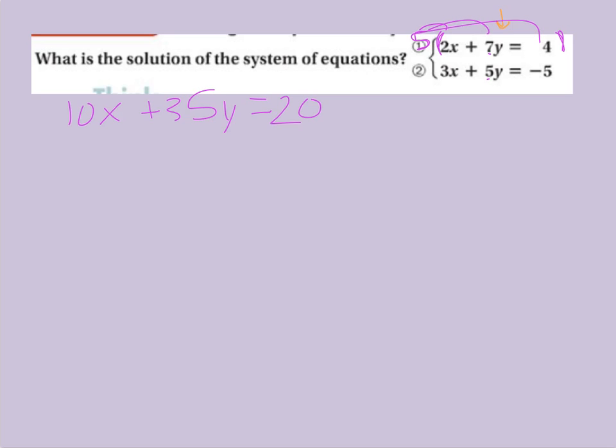Now if I look at the second equation, in order for my y's to cancel, they have to be opposite. So right now if I have a positive 35, I need to make this term a negative 35. So I'm going to multiply by a negative 7. This would become a negative 21x minus 35y is going to be equal to 35. And now, since my y's are opposite, I can continue solving like normal. So pause the video and see if you get the same answer as I do.